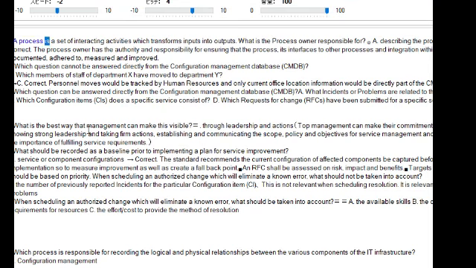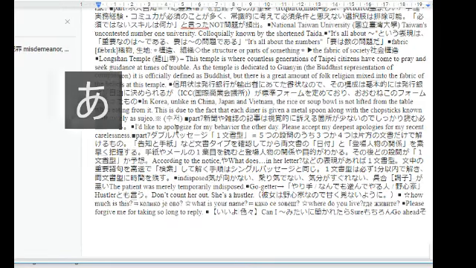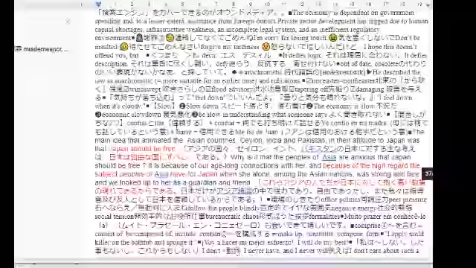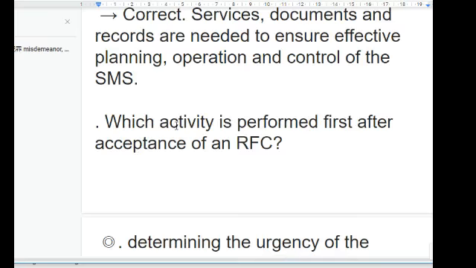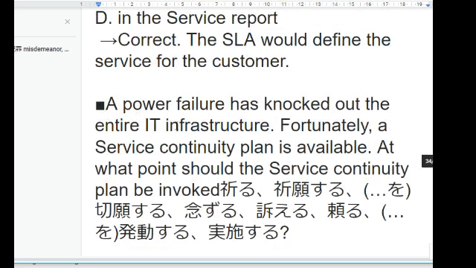A process is a set of interacting activities which transforms inputs into outputs. What is the process owner responsible for? A. Describing the process. Correct. The process owner has the authority and responsibility for ensuring that the process, its interfaces to other processes and integration within the SMS are documented, adhered to, measured and improved.